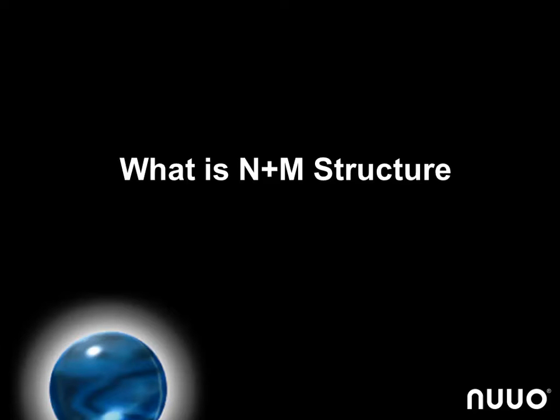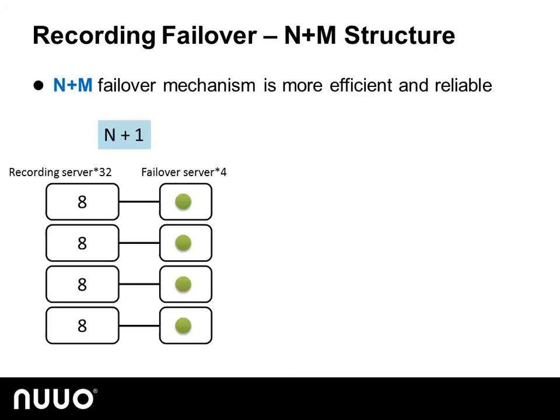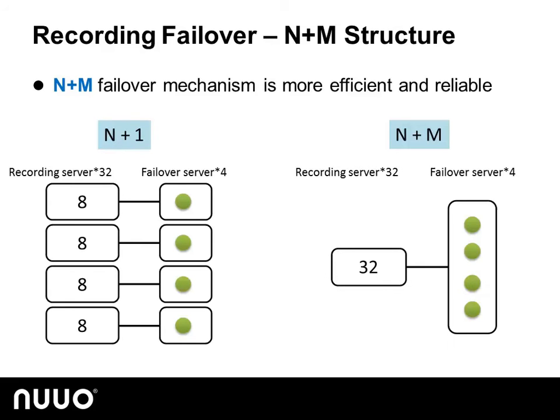Here's a quick overview of why the N+M structure is so efficient and reliable. As mentioned, Crystal failover is designed as an N+M structure. On the left of the diagram is the traditional N+1 structure. On the right is an N+M structure. As you can see, for each structure there are 32 recording servers and 4 failover servers. To ensure security, given average server failure rates, to operate an N+1 structure securely, you might assign one failover server to back up every 8 recording servers. Thus, when one recording server fails, the failover server backs it up.